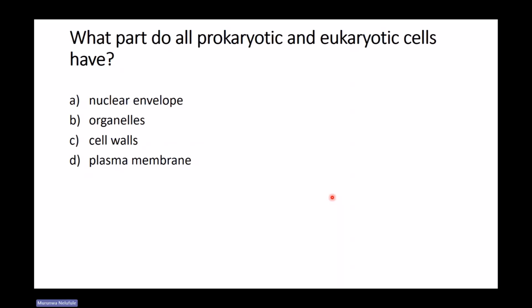So in other words, what do they have in common between nuclear envelope, organelles, cell walls, and plasma membrane? Plasma membrane. Do we all agree with that? Yes, and the answer in the chat box is D also. Is D, okay. Correct. All prokaryotic and eukaryotic cells have plasma membrane.